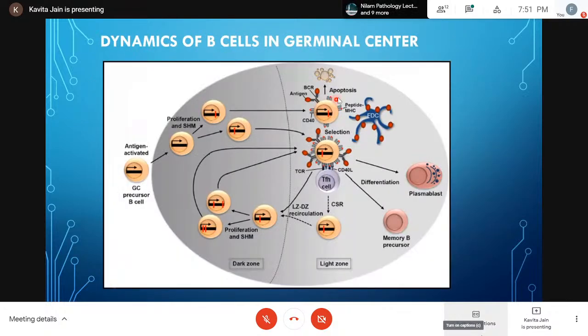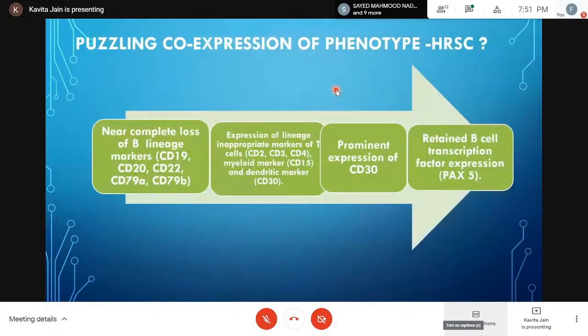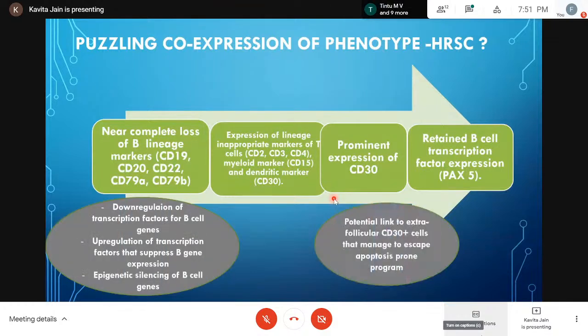We go back to the diagram. Mostly, the CD30 positive cells are those cells which are present normally in tonsils, and they are located at the extrafollicular area. They acquire the MYC gene, they acquire the CD30 expression, and the RS cells have been found to be similar to these extrafollicular cells, which easily manage to escape apoptosis. They are normally present as a very scattered population in tonsils, not anywhere else. So if they are there, they are abnormal.